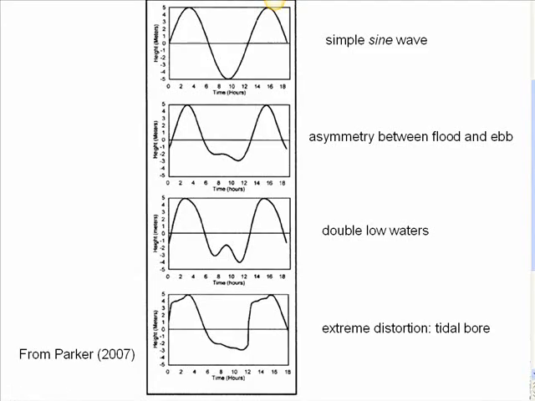So what do we mean? Okay, here are several examples of what can happen to the tidal wave. So we have a simple sine wave here, and we can approximate the tide coming into an estuary, just outside an estuary, as a simple sine wave. It's very close to a simple sine wave like that. But then inside the estuary, it can get modified.